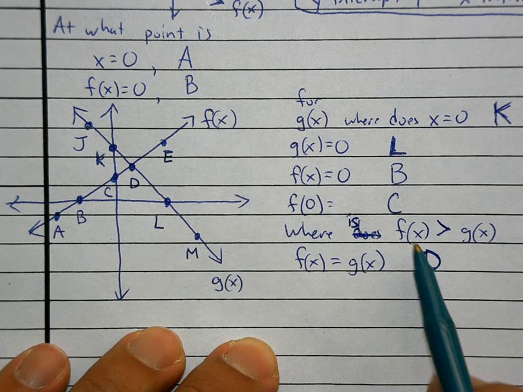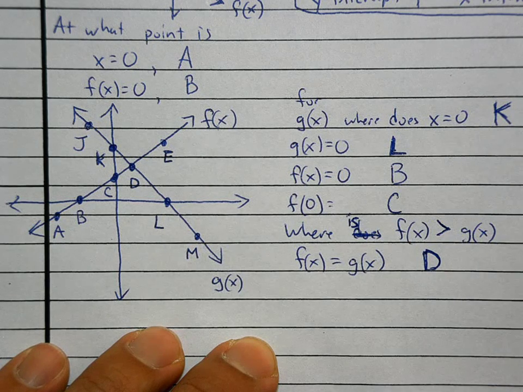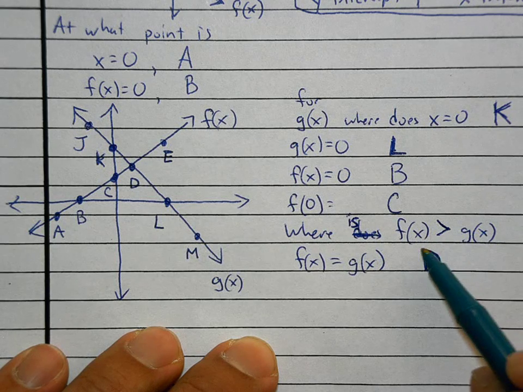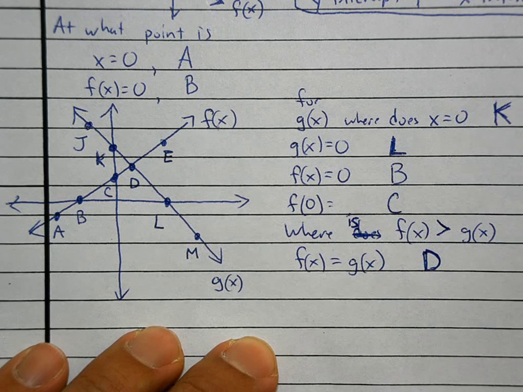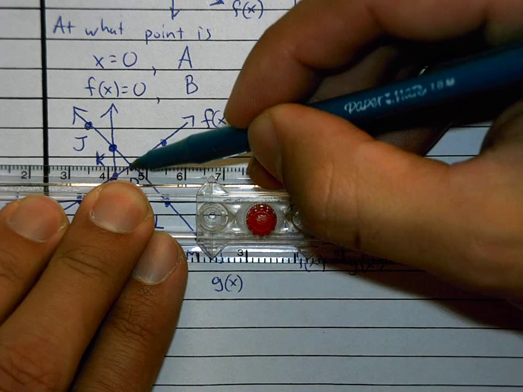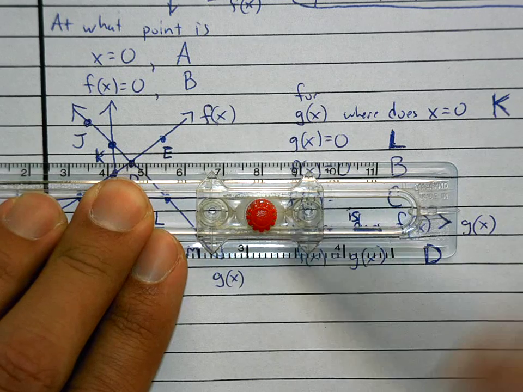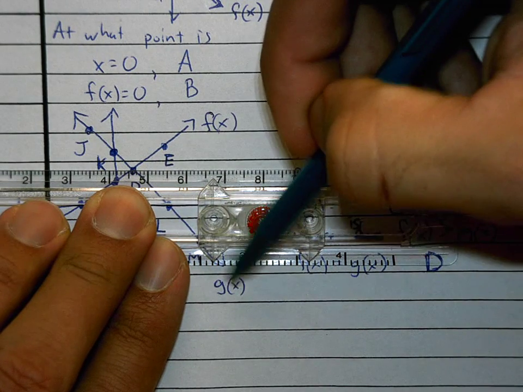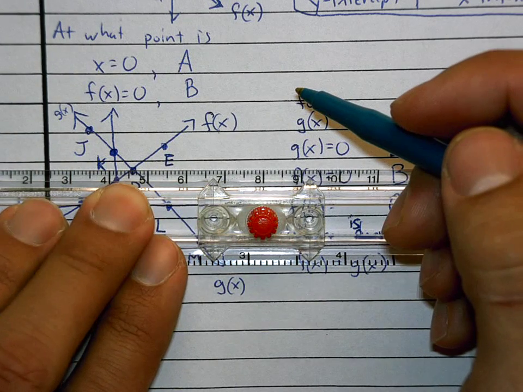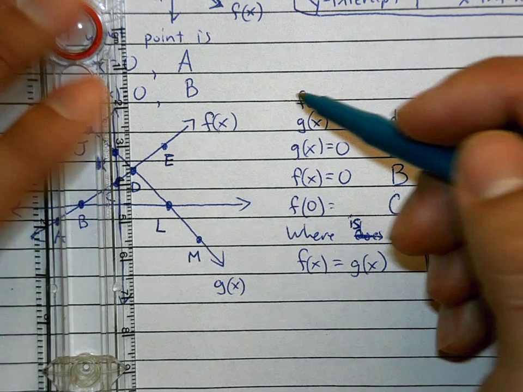When I ask this other question, which says where is f of x greater than g of x, what that means is where is the f of x line on top of the g of x line. So here's what I want you to know. If I draw a line right here, this is where they are the same. Here's the f of x line. And here's the g of x line. I'm going to put g of x over here. I'm going to put my line just like this.